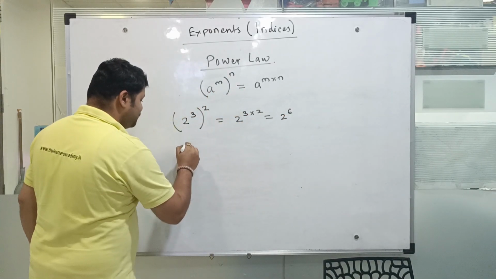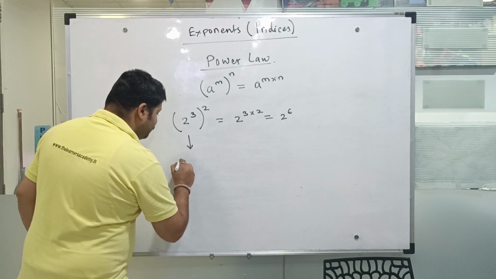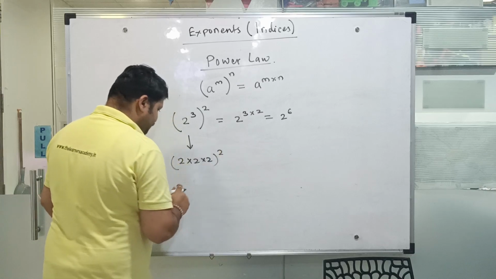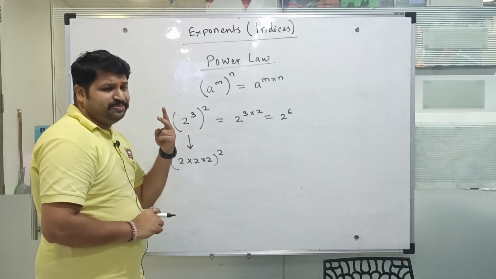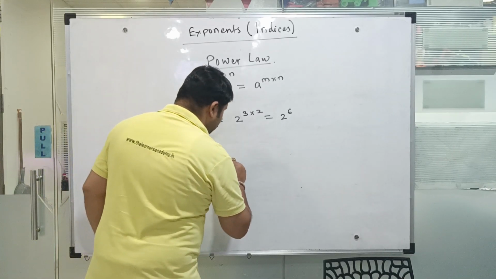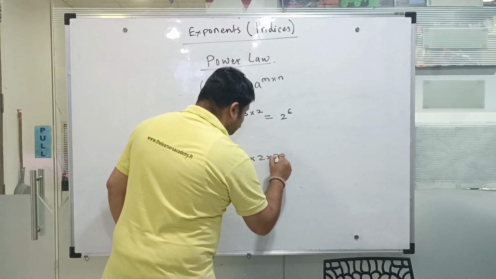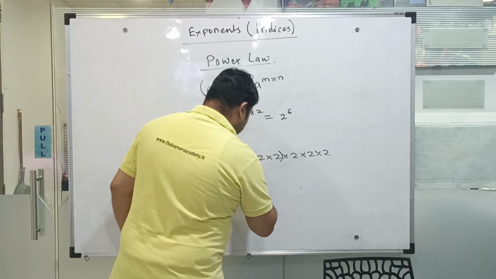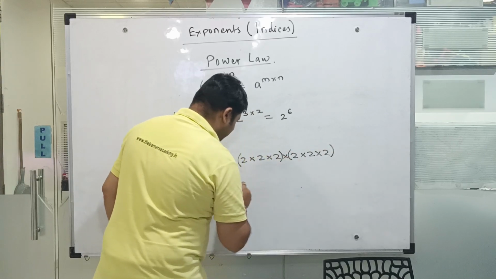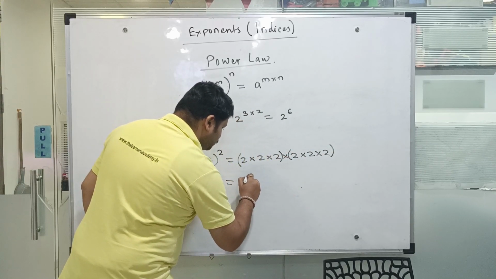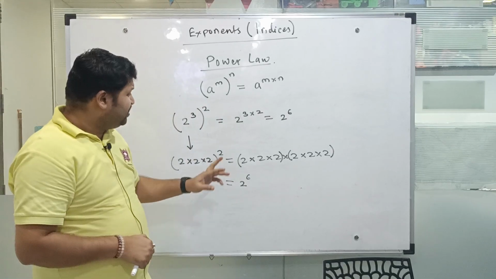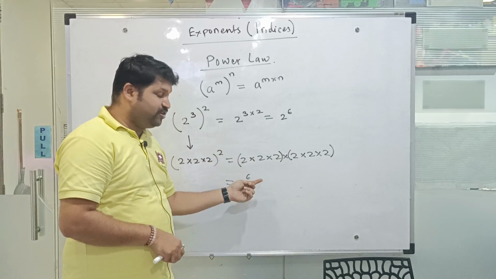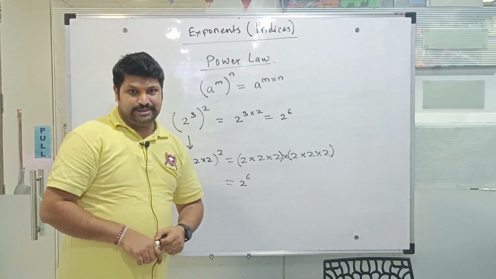Now what happens when we do it in the elaborate manner? It would be 2 multiplied by 2 multiplied by 2 to the power of 2, which basically means that this whole section is repeated twice. So we can write it as 2 multiplied by 2 multiplied by 2 multiplied by 2 multiplied by 2 multiplied by 2. This is once, this is the second time, giving me the final answer as 2 to the power of 6. So even if one of the numbers was negative, this would have become 2 to the power of minus 6, and we would have written it as 1 upon 2 to the power of 6.